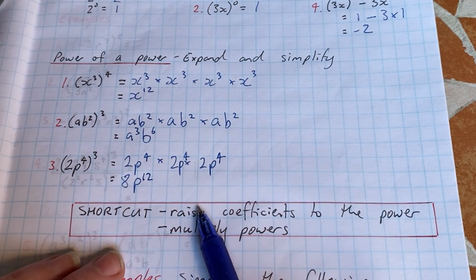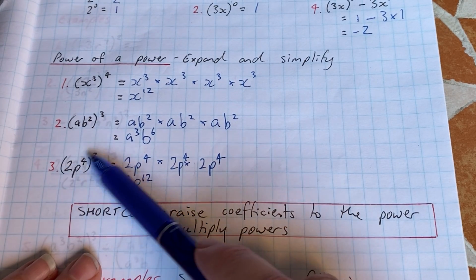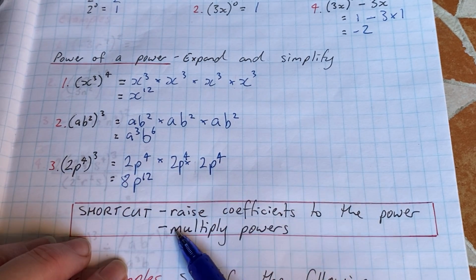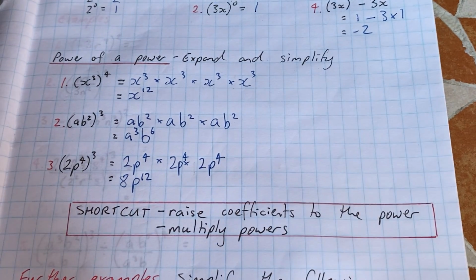So our shortcut is, we raise coefficients to powers. So 2 cubed, you can put that in your calculator if you want to. 2 cubed is 8. And we multiply the powers. So 4 times 3 is 12.